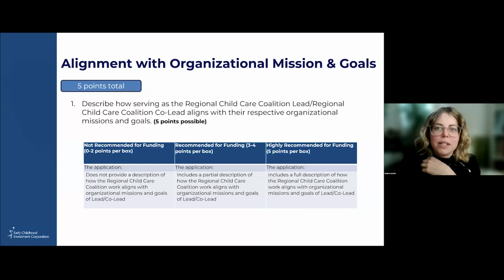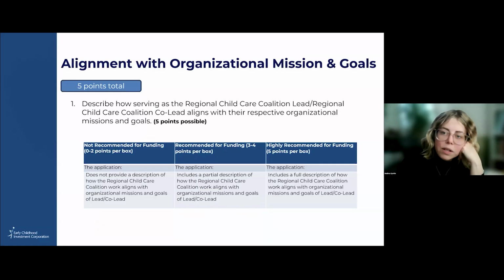And then alignment with organizational mission and goals, another 5-point question. I think most of the questions are 5 points and it just depends on where they fit within the sections. And this question just talks about aligning everything to your organizational mission and goals. We've got the rubric here. You can also find this information within the Flux portal, and then we've got the RFP built out that talks about a lot of these things as well.